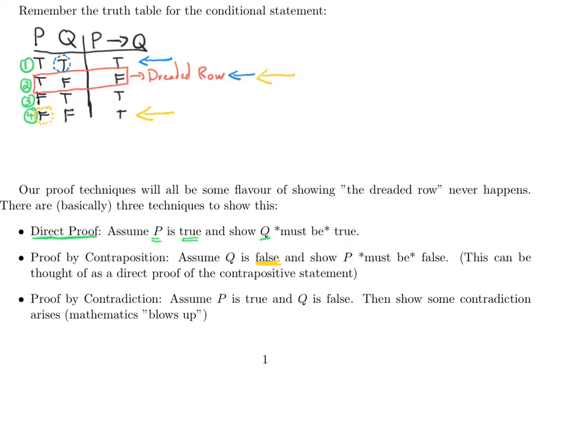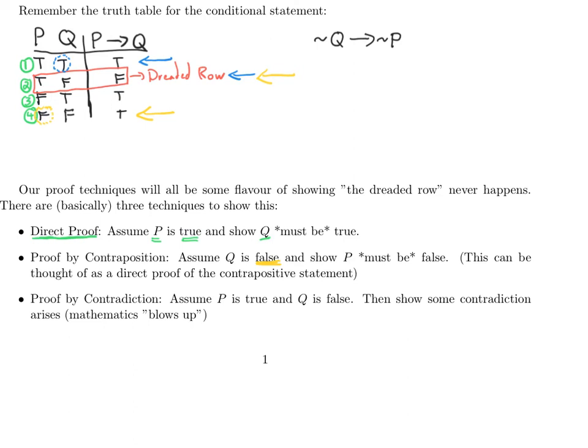And also you can think about it, if you like, as proving the contrapositive statement, if not Q, then not P. Since if we're assuming Q is false, it's like assuming this if part is true. And showing that P must be false is the same as assuming this then part is true. So you could think of it, a proof by contraposition, as well as a direct proof of the contrapositive. Both ways mean the exact same thing.